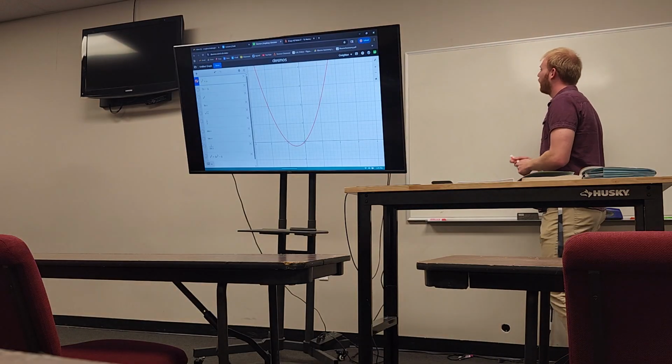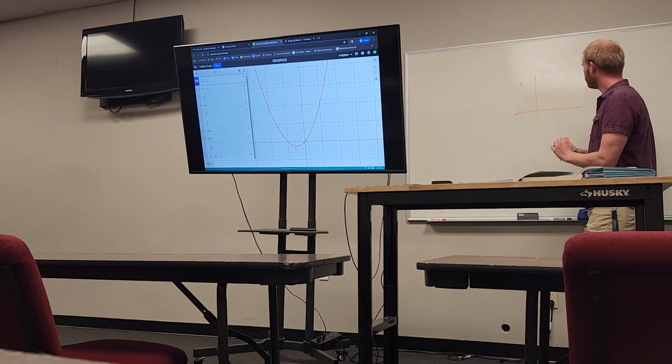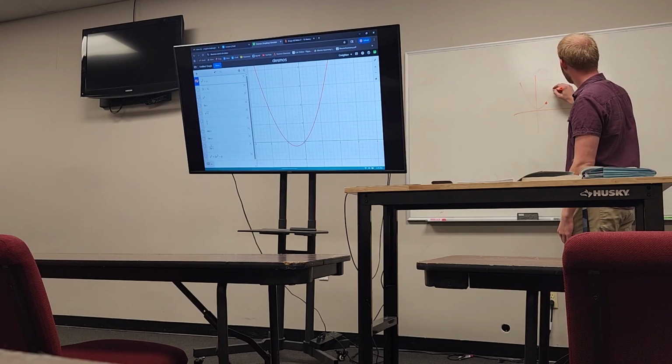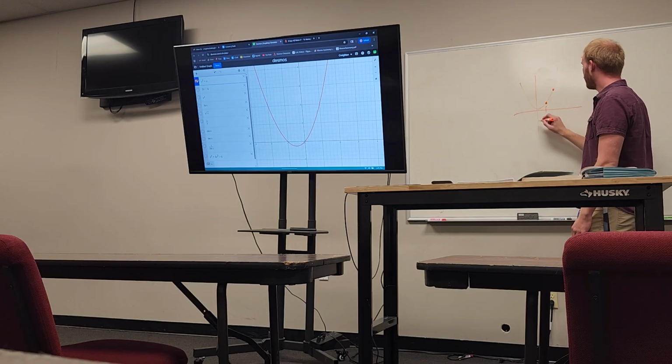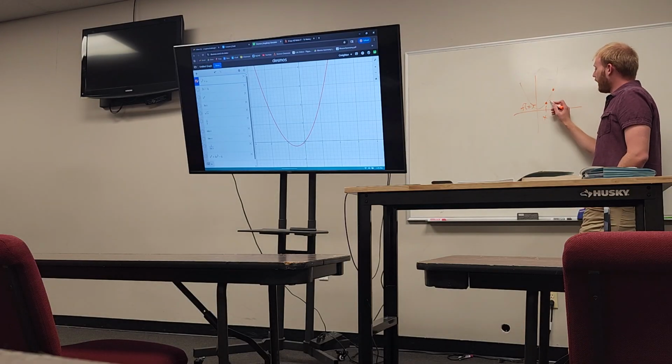Here we go. I have a point here and a point here. I'll label that one x, and this will be f of x. Can you see the board? TV's on, okay. So this point is x, f of x.